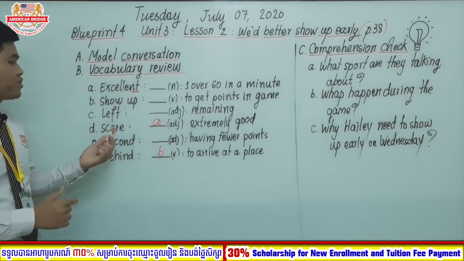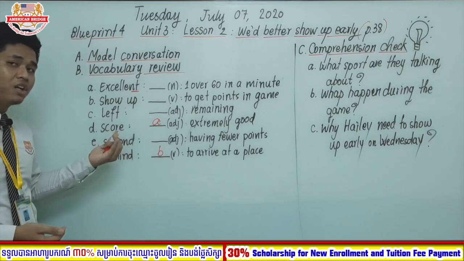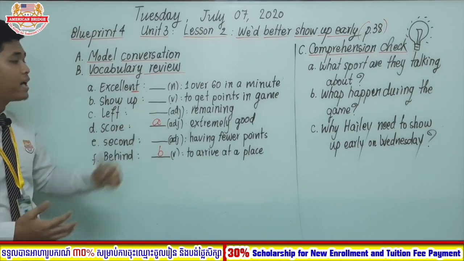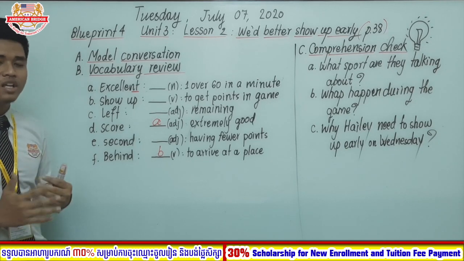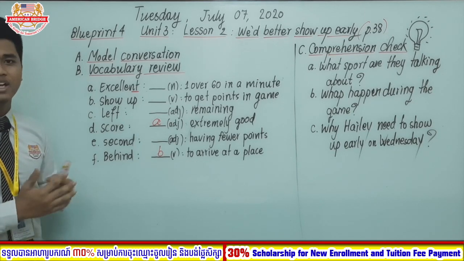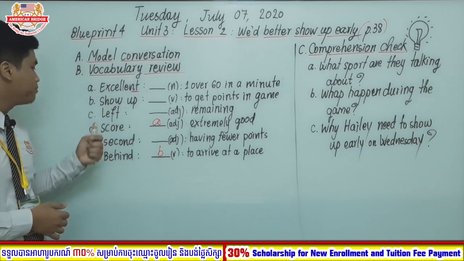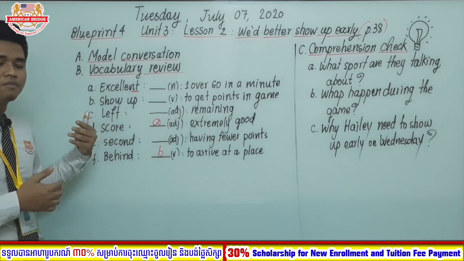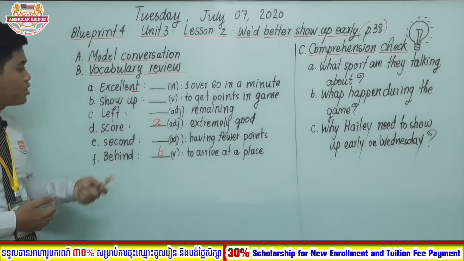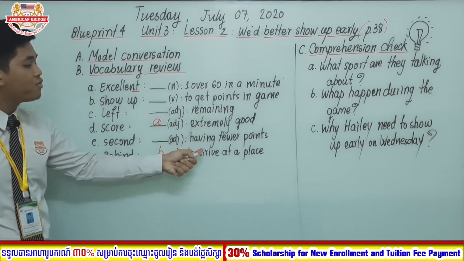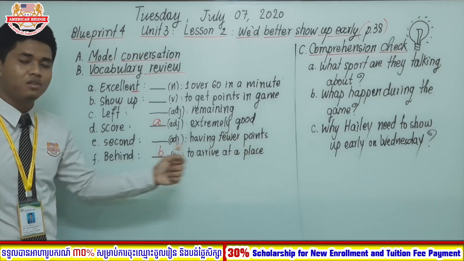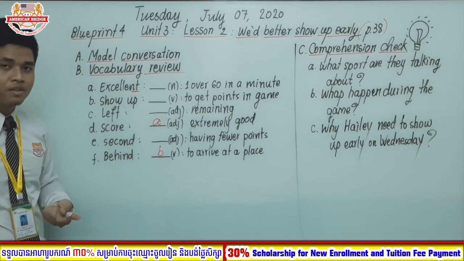Letter C, which is left. Left here can function as a verb and it also functions as an adjective. But in the context of sport, in the context of game, left here functions as an adjective. So for the meaning of the adjective, we have only 2: remaining and having fewer points. So which one is the correct answer?